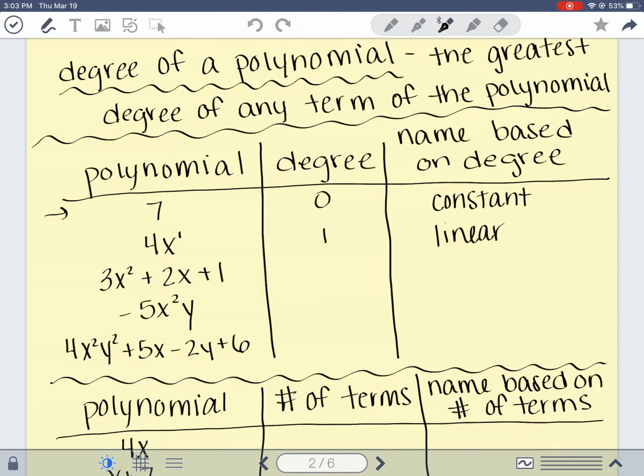If I look at this third one, I've got 3x squared plus 2x plus 1. Well, this 1 has a degree of 0. 2x has a degree of 1. And x squared has a degree of 2. Since 2 is the greatest degree, it would have a degree of 2. This is called a quadratic.